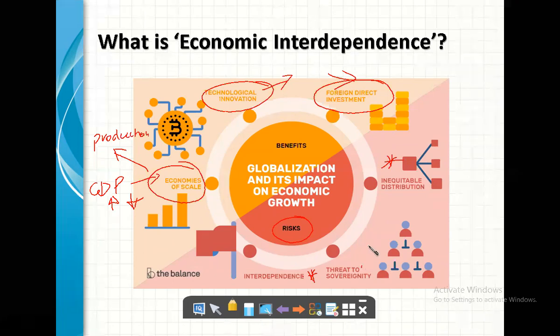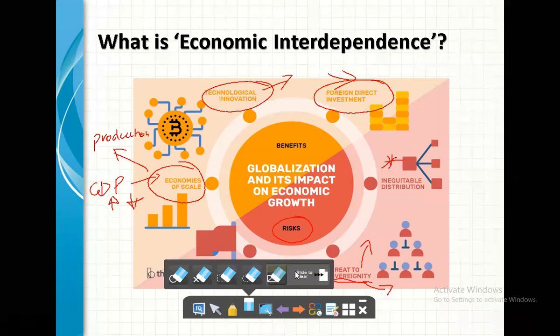So in sovereignty, what are we talking about? Independence. Our independence, our integrity, our identity will be under threat from globalization. So are we clear? Yes. Okay, good.